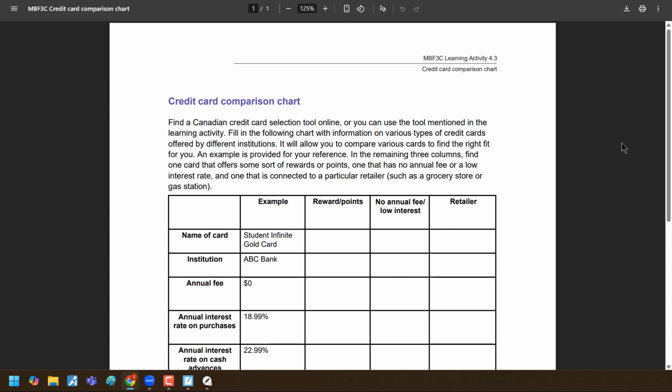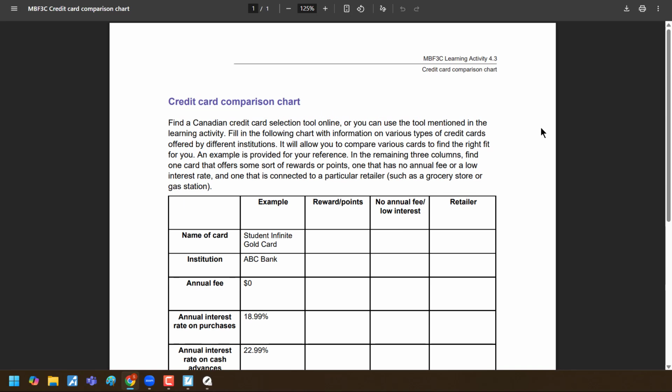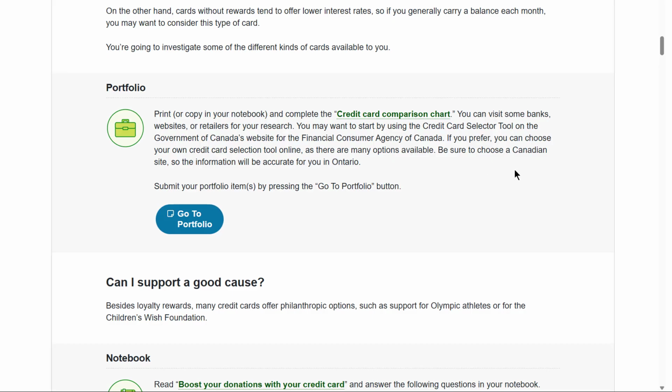All right, so this is some stuff that you can do. Card comparison chart. So you have name of card, student infinite gold card, let's say, ABC Bank. This is just an example, it's not true. Annual fee, interest, liability, accepted worldwide. And then there's some rewards and whatnot, retailers. So you can compare credit cards. Very important to do that when you're applying for a credit card.